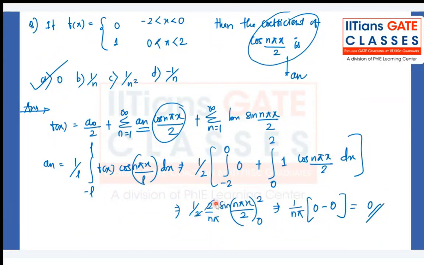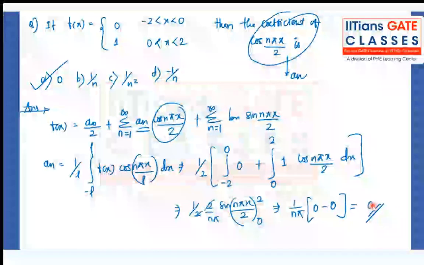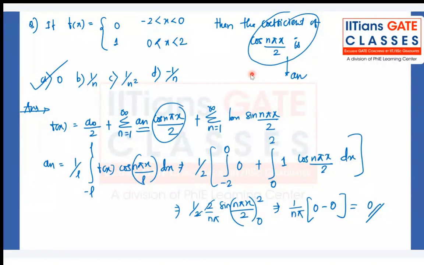1 upon 2 was outside as it is, and the 2 will get cancelled. After putting the limit 0 to 2 you will end up with 0 as the answer, because when you put 2 here you get sine of n pi, which is 0. When you put 0, sine 0 is 0. So 0 minus 0 is 0, divided by n pi again gives you 0. So in this case your an is 0 in short. Is it clear to all of you?